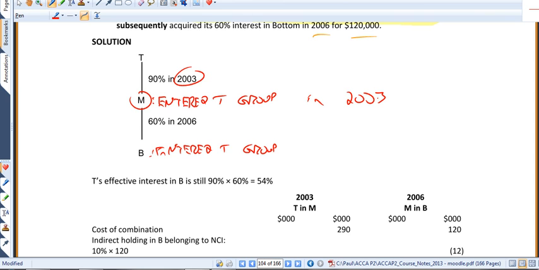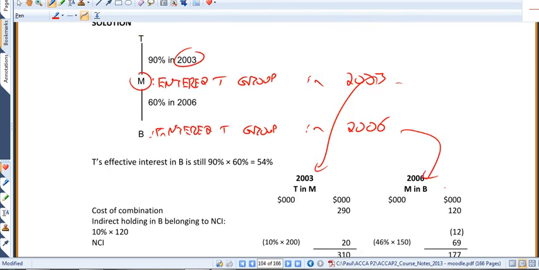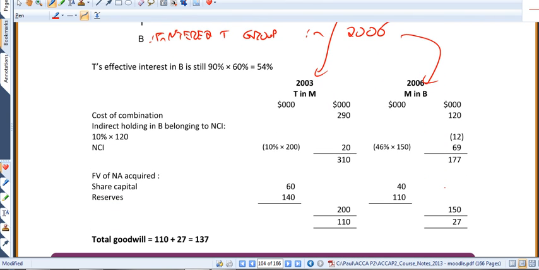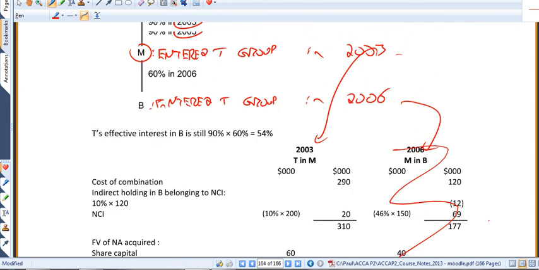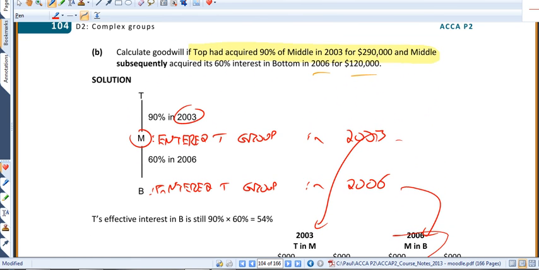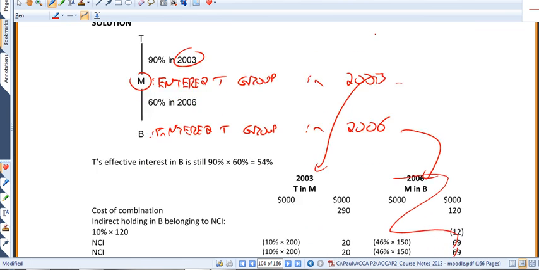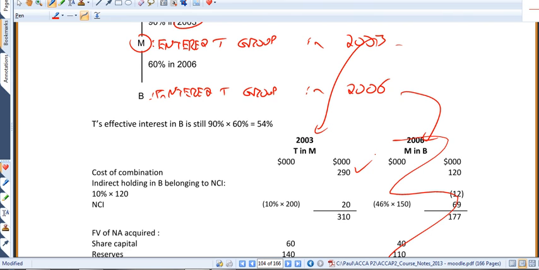But what about bottom? When did bottom enter the top group? Well, hopefully you can see that the group bought bottom in 2006. And so notice these are the dates that are going to appear in our goodwill calculation. So, let's just go through these goodwill calculations again. When I bought middle, and I've changed the cost of the investment here just so the figures make a bit more sense, I paid 290,000.